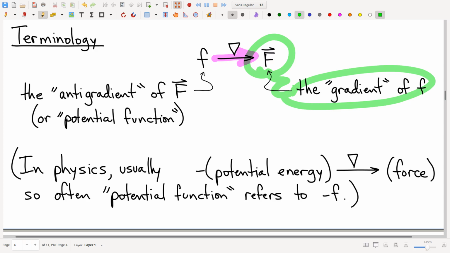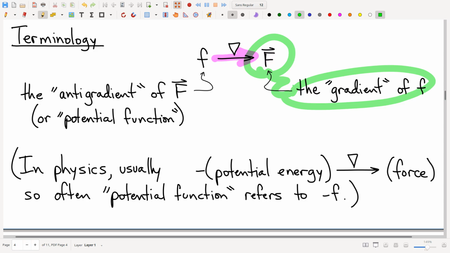So instead of thinking, I have a function, what should I call what comes out? Let's turn it around backwards. Suppose I have some vector field. What is the function whose gradient produces that vector field? In other words, given something on the right, how do I get something correspondingly on the left? It's going backwards through the gradient operator.